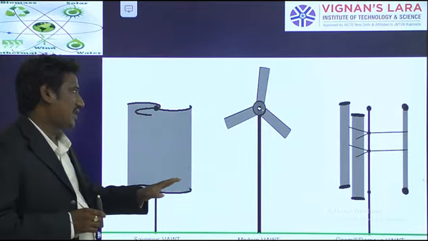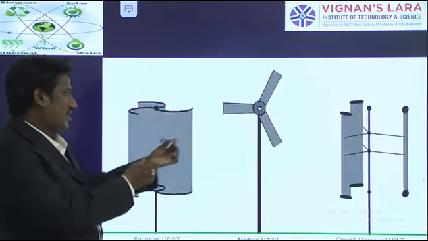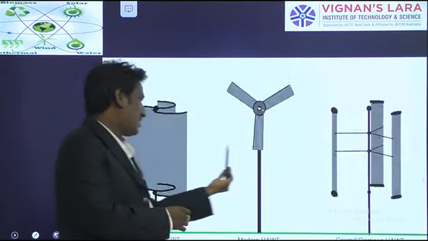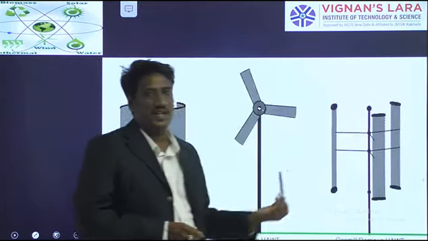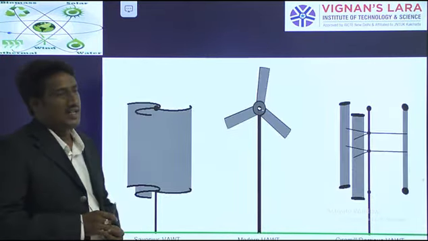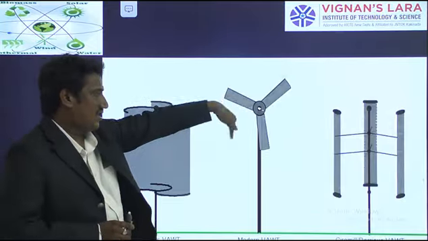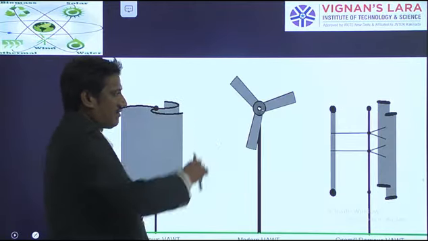Vertical axis wind turbine. Here everything will be in a horizontal manner. In the two cases, it will be in a vertical manner. The rotor axis, straight away you can say that. So here the axis of rotation is vertical like this. In these two cases, vertical axis.